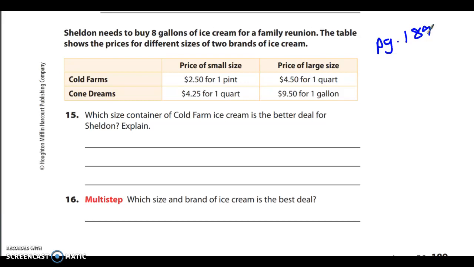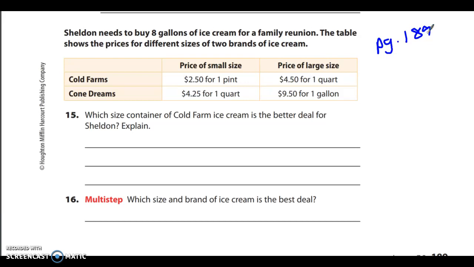Sheldon needs to buy 8 gallons of ice cream for a family reunion. The table shows the prices for different sizes of 2 brands of ice cream. And you need to notice there's a small and a large for each of the 2 brands, but they all have different units, and so we're going to have to do some converting. So it would behoove us to have access to our table of conversions from page 186.